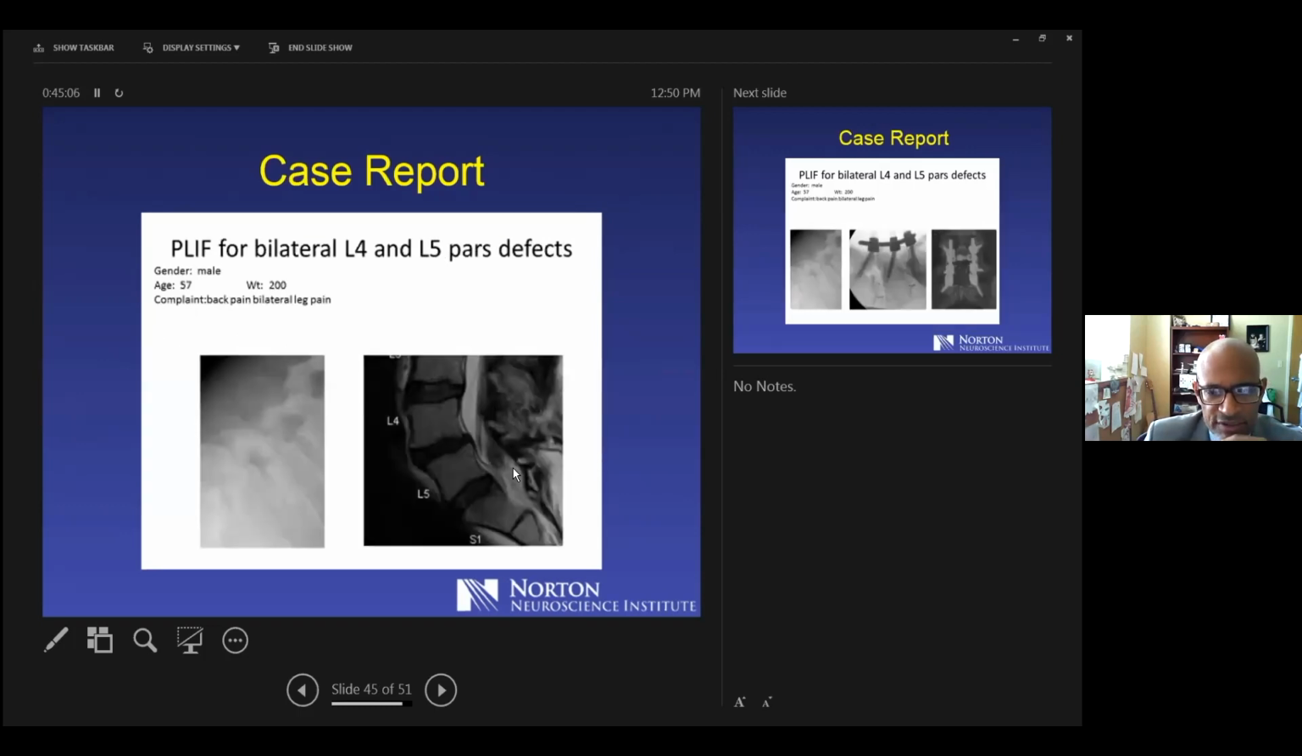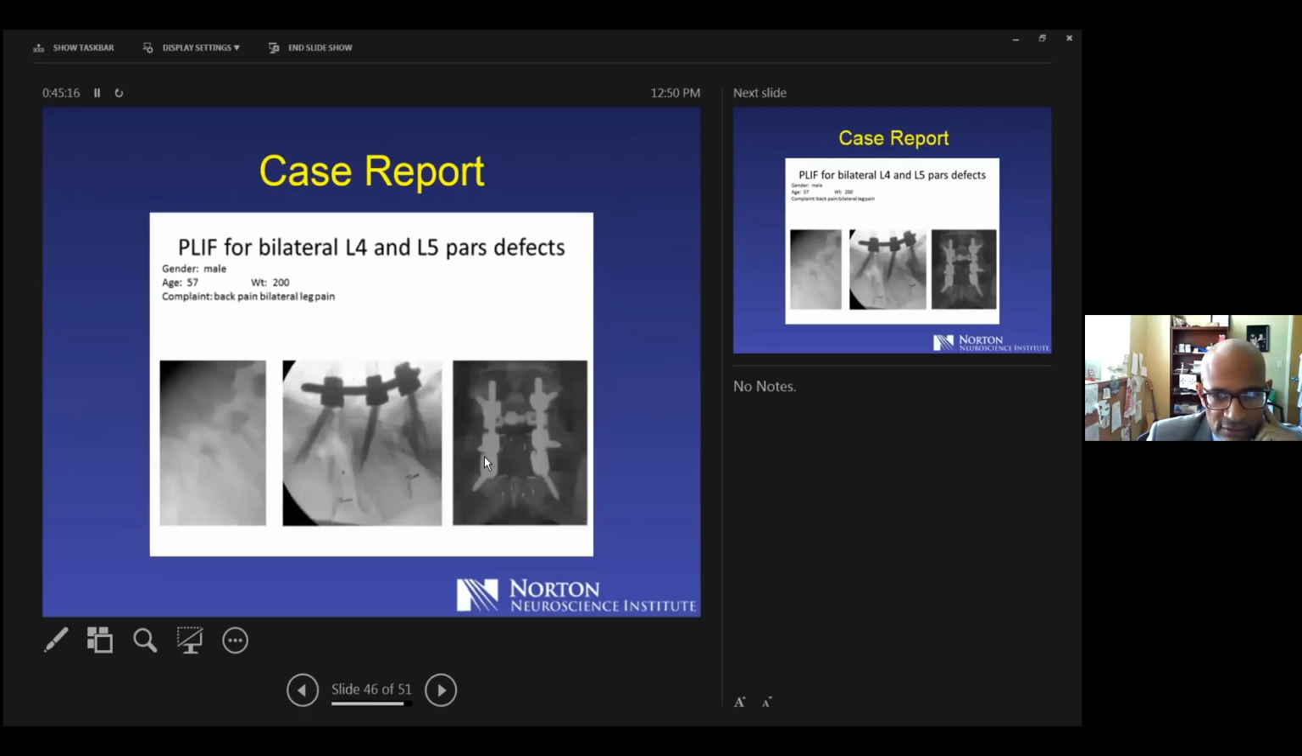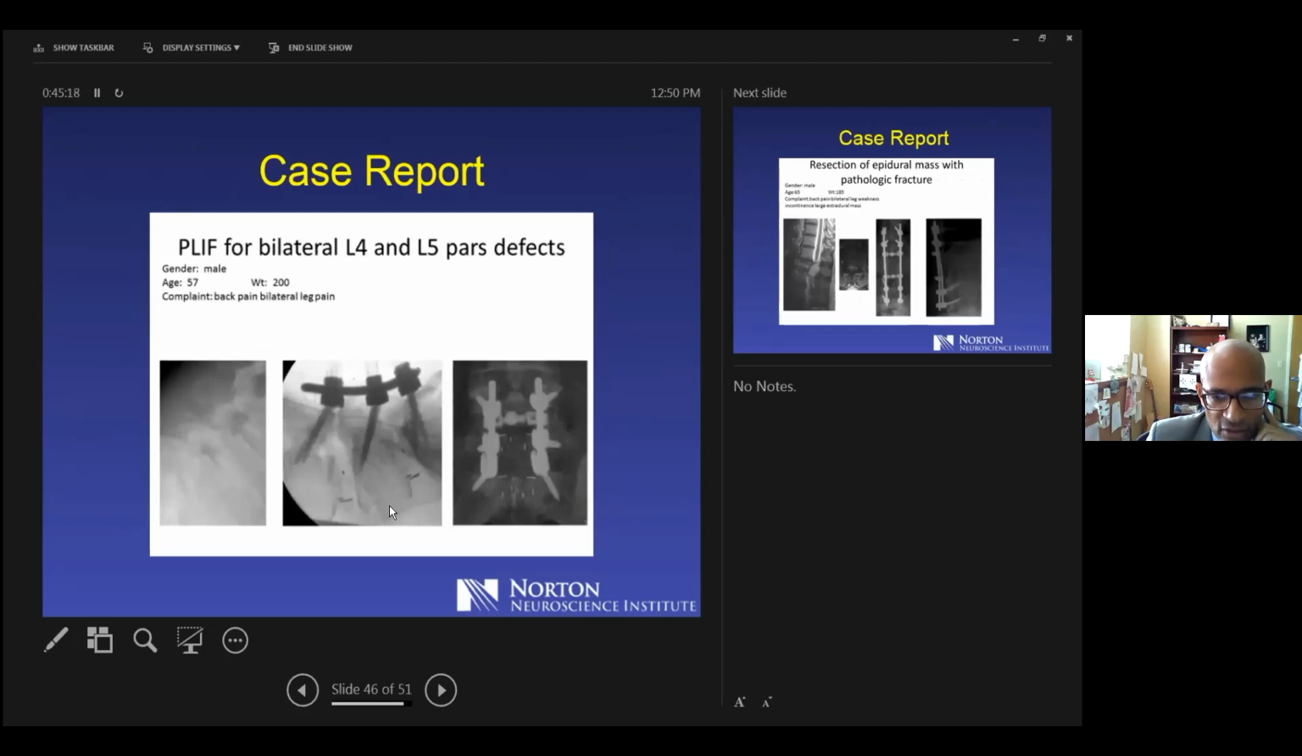This is a patient that had a large synovial cyst with pars defects. So the bone in the back is not touching the front bone. And right here is where we see that cyst sitting in the canal. And here you clean out the cyst and you've got to hold this together. So we do the same kind of procedures there.